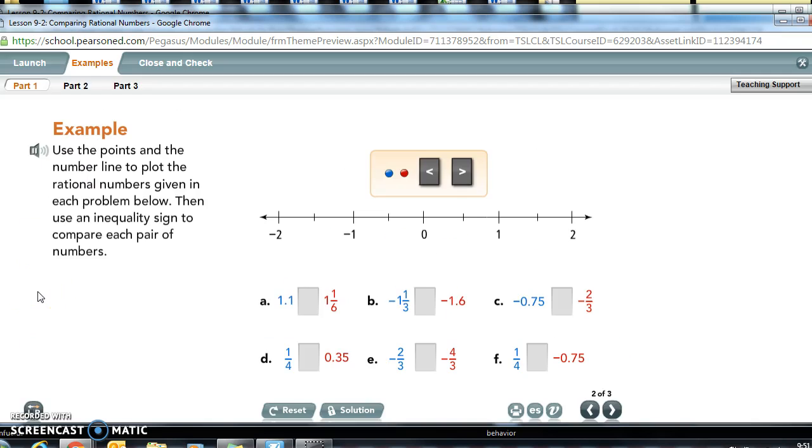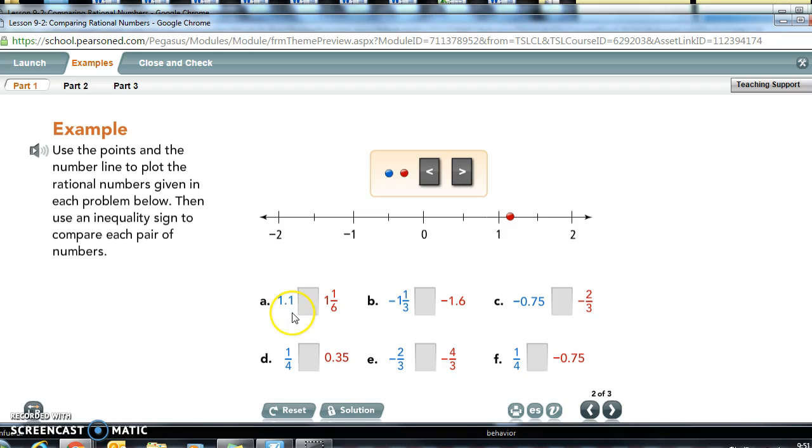Use the points and the number line to plot the rational numbers given in each problem below. Then, use an inequality sign to compare each pair of numbers. Okay, so as I look at this, like we learned yesterday, I always look at 0 and 1 and figure out how many times they are cutting this. Well, the answer is they're cutting it once, so I know that they're cutting it into 2 parts, so this is 1/2. Each little tally is going to be equal to 1/2. So if I have 1 and 1/10, I'm going to go ahead to 1, and I know 1/10 is less than 1 and 1/2, so I'm going to put it right about here.